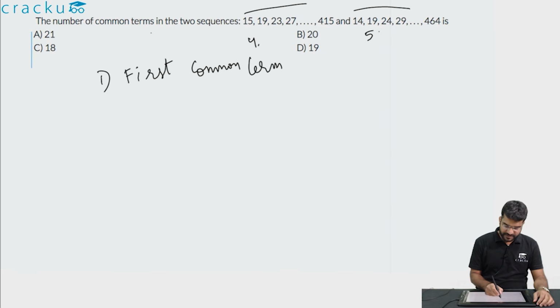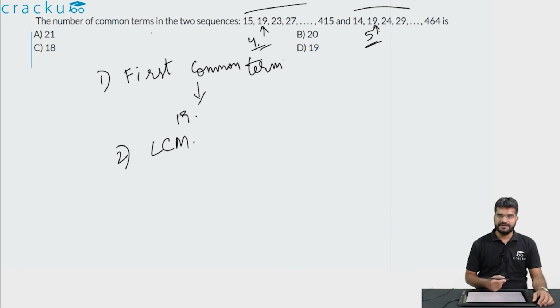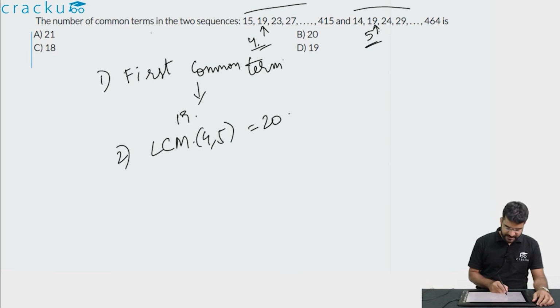And once you find out the first common term, you have to find out the LCM of the common differences. Once you get the LCM, then finding out the number of common terms is very easy. For example, in this case, we know that 19 is the first common term. The second one is you have to find out the LCM of both the common differences. In this case, the LCM of 4 and 5 is equal to 20. So the common terms of both these sequences will be 19 plus 20d.